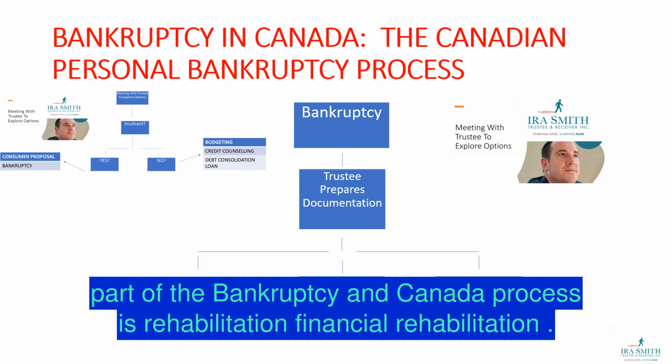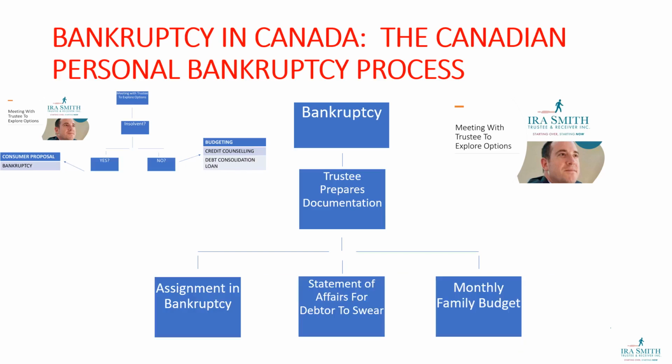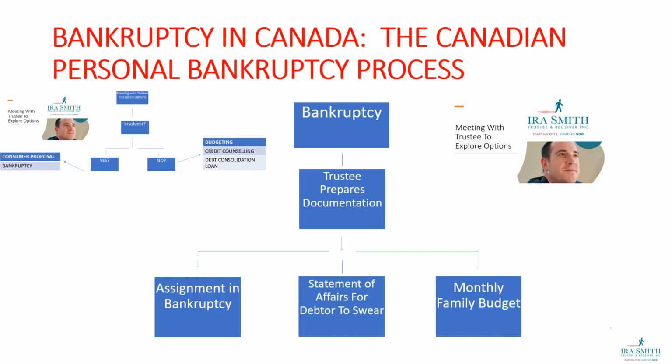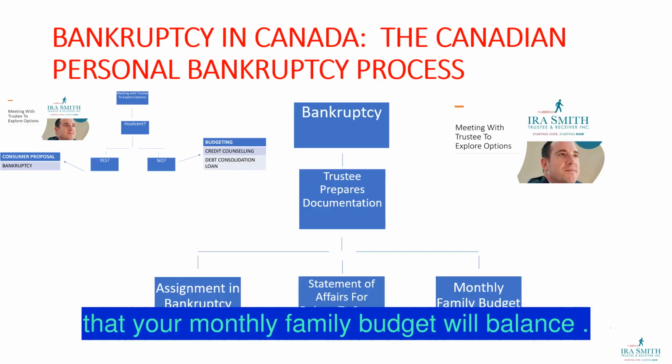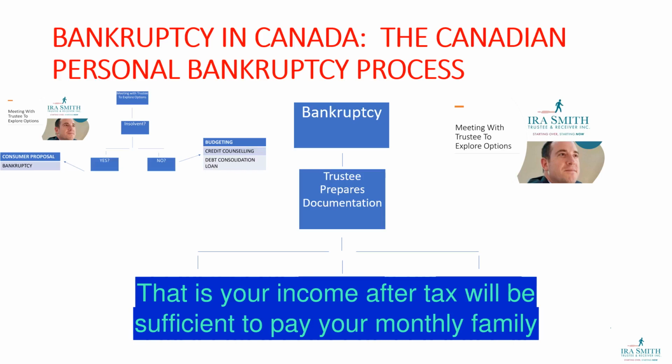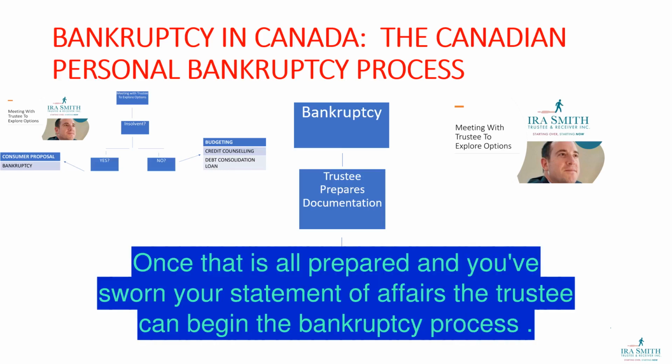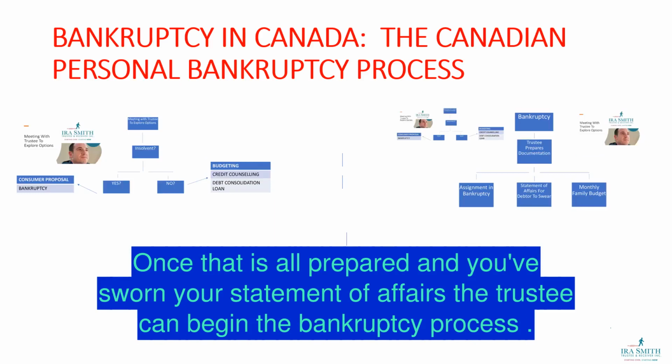An important part of the Bankruptcy in Canada process is rehabilitation, financial rehabilitation. So it is expected upon entering personal bankruptcy in Canada that your monthly family budget will balance. That is, your income after tax will be sufficient to pay your monthly family expenses. Once that is all prepared and you've sworn your statement of affairs, the trustee can begin the bankruptcy process.